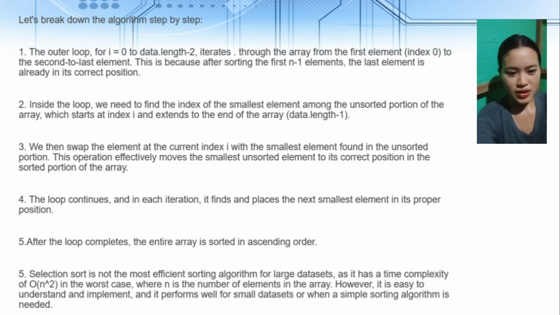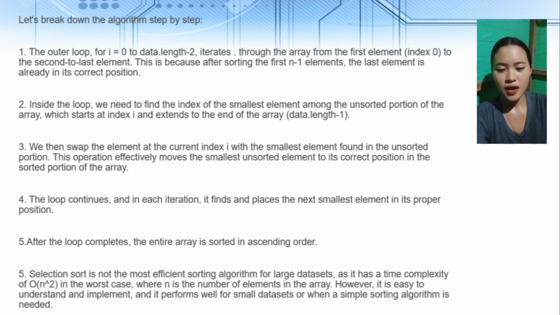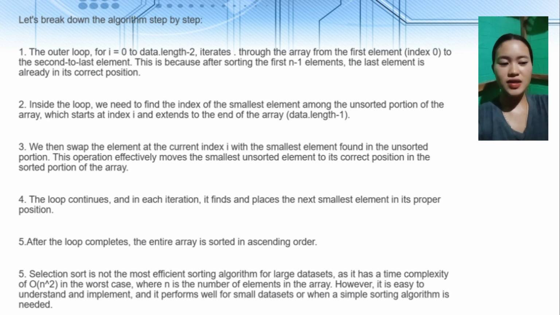Step 2. Inside the loop, we need to find the index of the smallest element among the unsorted portion of the array, which starts at index I and extends to the end of the array, data.length minus 1. We then swap the element at the current index I with the smallest element found in the unsorted portion. This operation effectively moves the smallest unsorted element to its correct position in the sorted portion of the array.